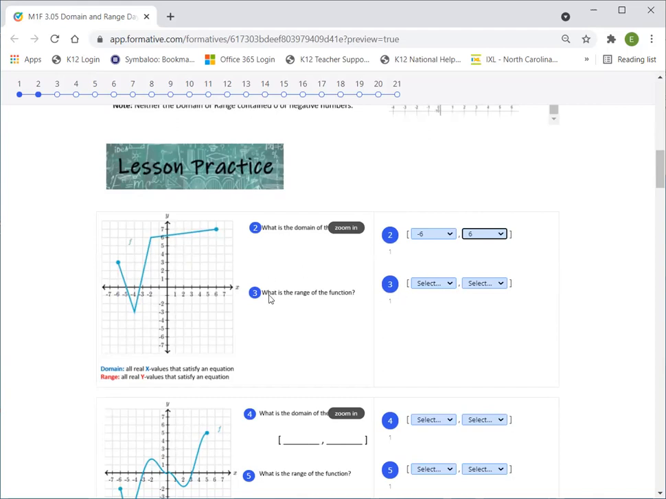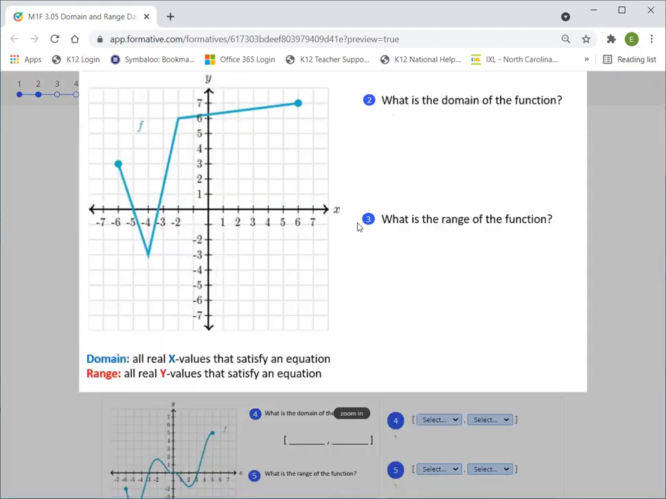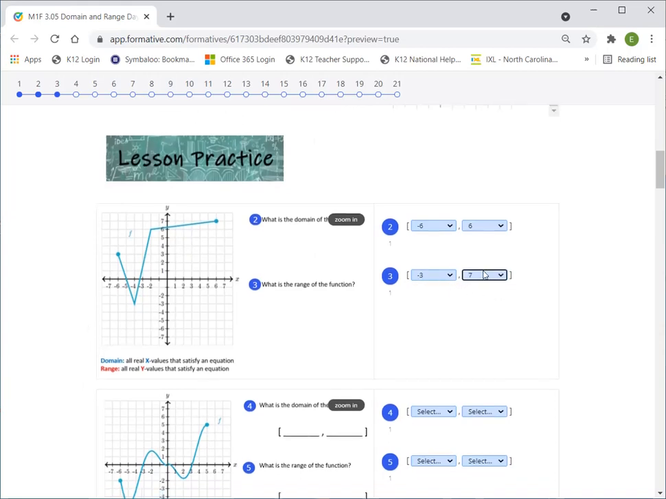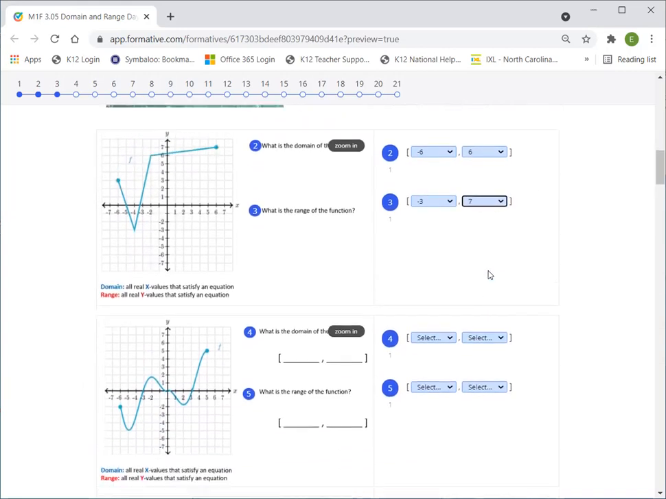Then for the range, that's your y values, or the lowest to the highest. That would be -3, which is down here, and then the highest point is up here at 7. So always bring it back to that y-axis, because your range is your y-axis. So that was -3 to 7. And always double check that they are in numerical order.